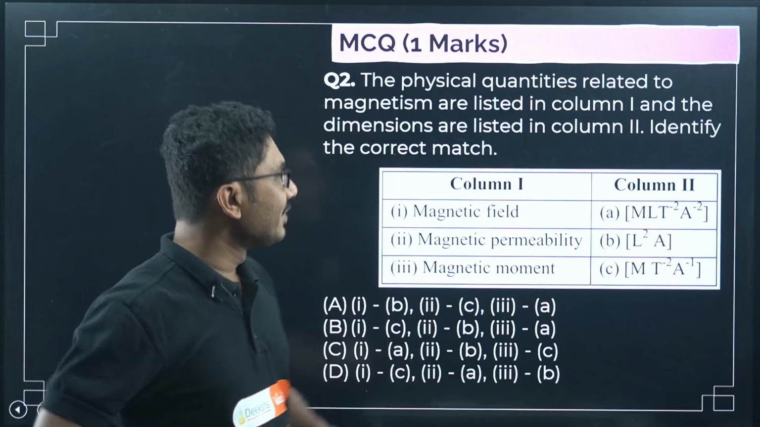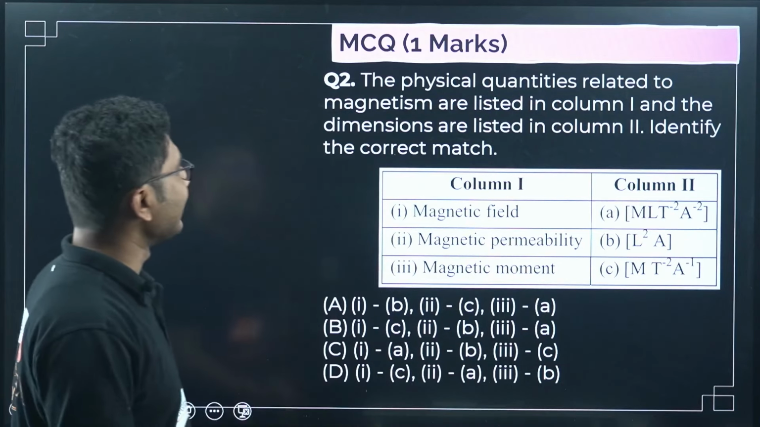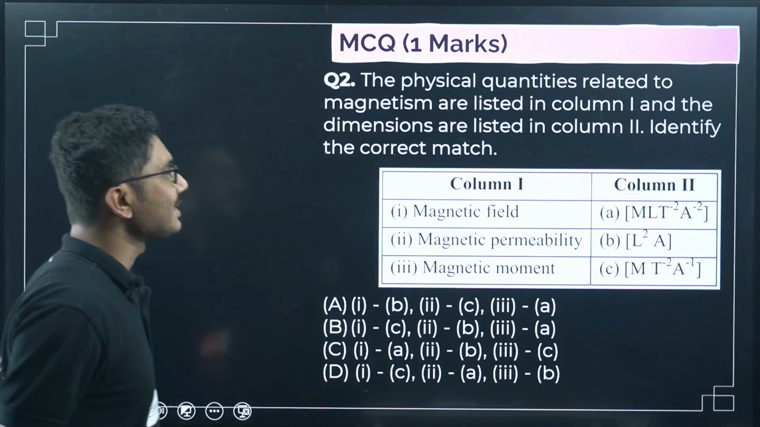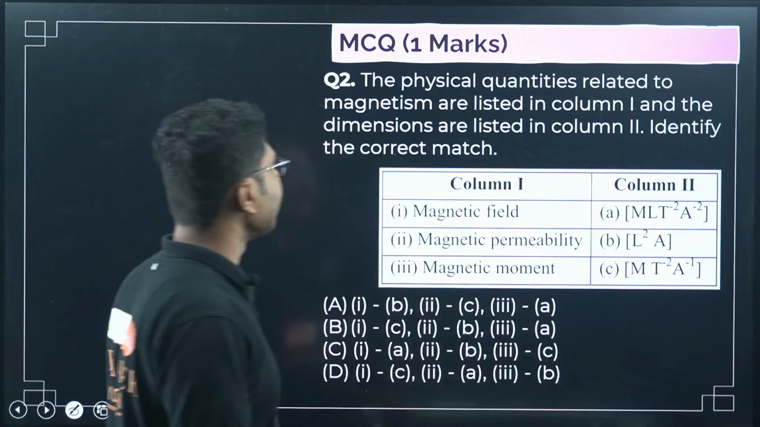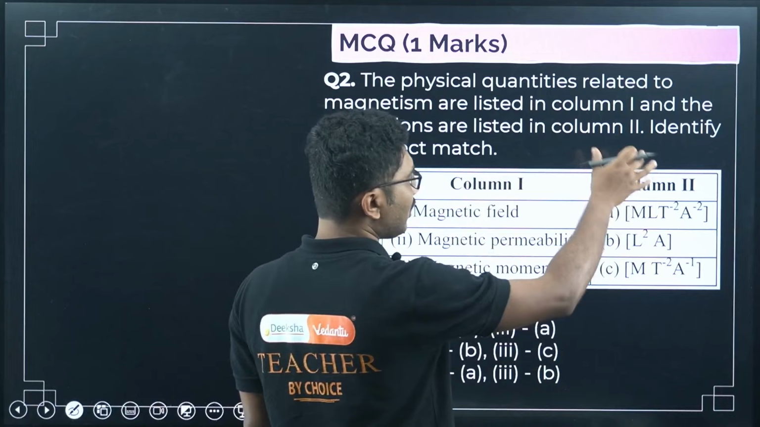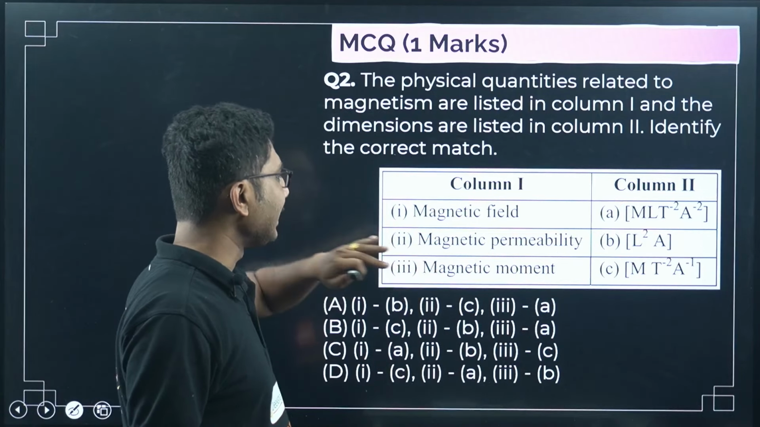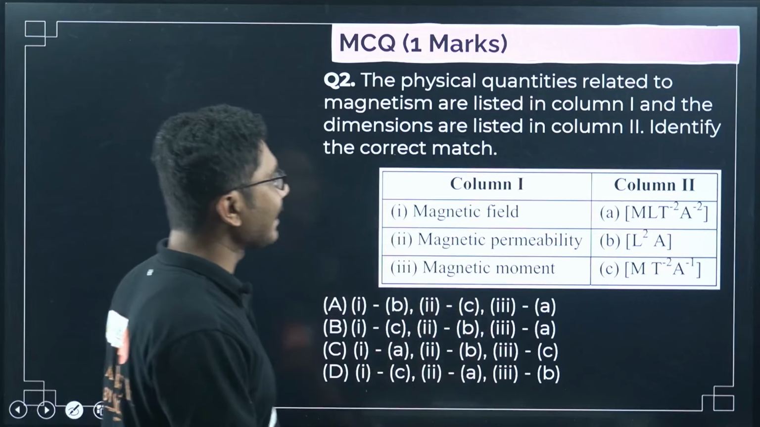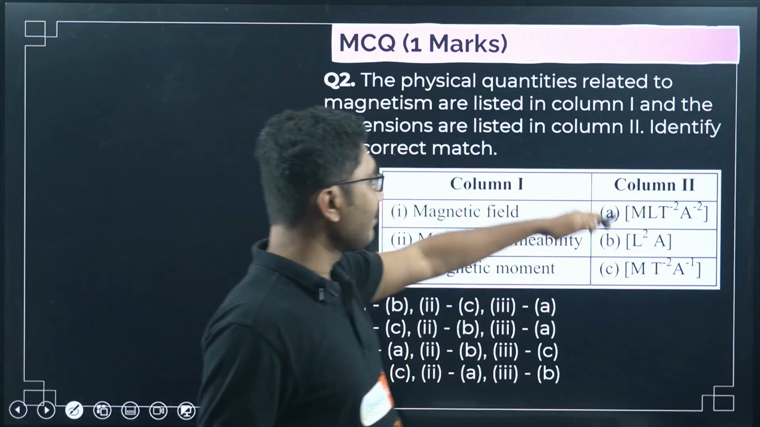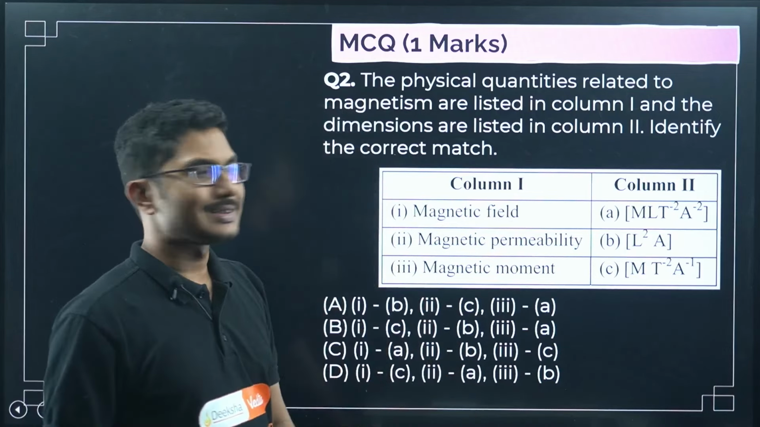Now move on to the next question. This is a little bit tricky question. The physical quantities related to magnetism are listed in column 1 and the dimensions are listed in column 2. Identify the correct match. So basically it's a matching question. They have given you 2 columns. Each column has 3 fields: magnetic field, magnetic permeability, magnetic moment. And the corresponding dimensions are given in the second column. You have to match them. Once you have matched, then you have to check which one is the correct answer.